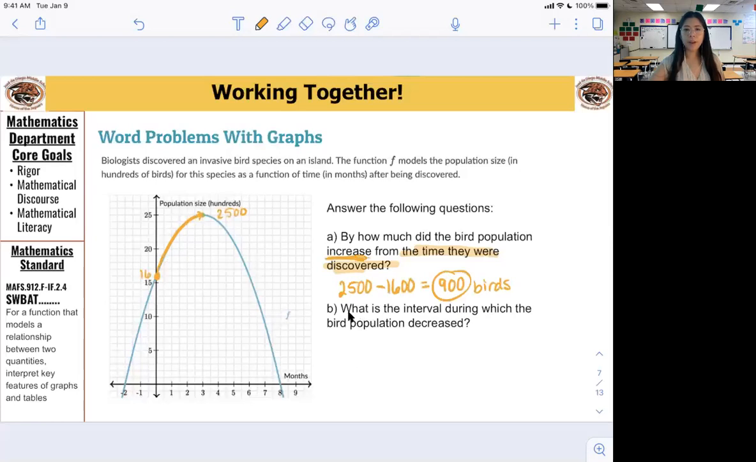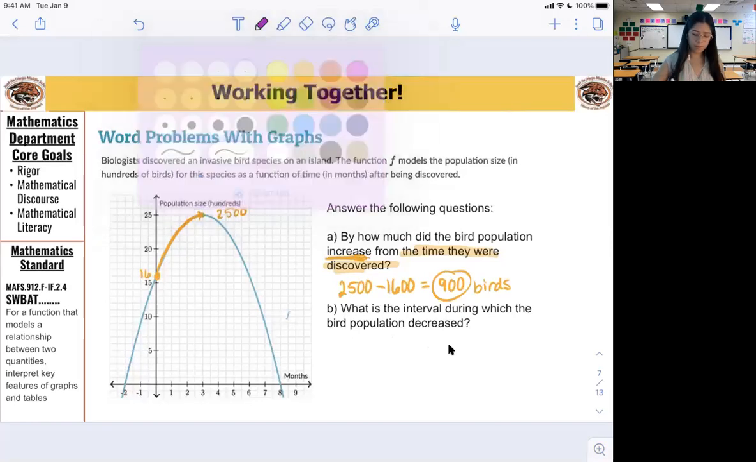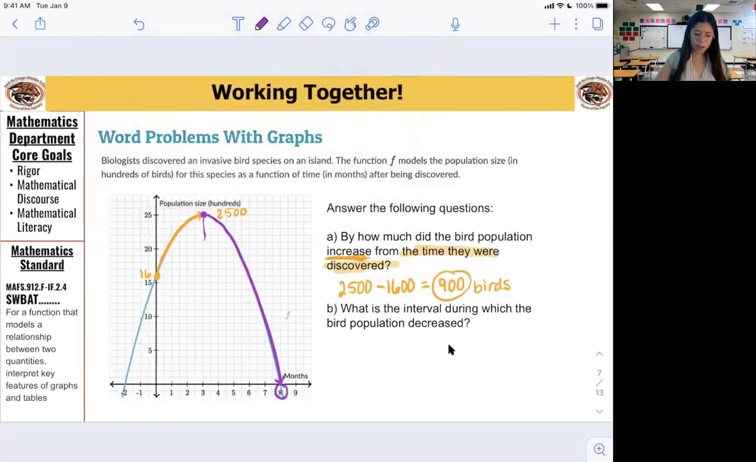Okay. And then what is the interval during which the bird population decreased? So from where to where is it decreasing? 3 to 8. So from the vertex to the x-intercept 8. So you said 3 to 8 because this is at the 3. And it's asking for an interval, so it's going to be about time.